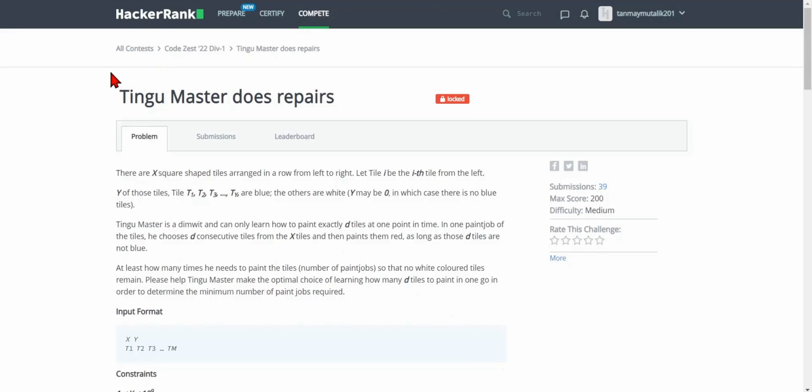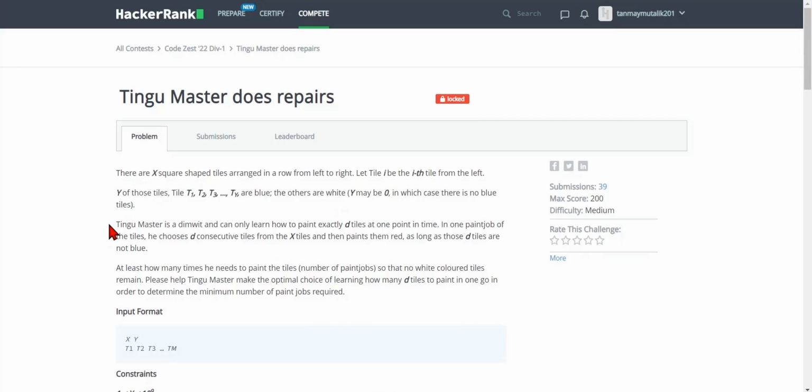Hello everyone, this is the video solution for CodeZest Division 1, question number 3, Tingu Master does repairs. In this question we are given that there are X square shaped tiles arranged in a row. Out of these X tiles, Y tiles are colored blue. The number of blue colored tiles may be 0 or anything up to X.